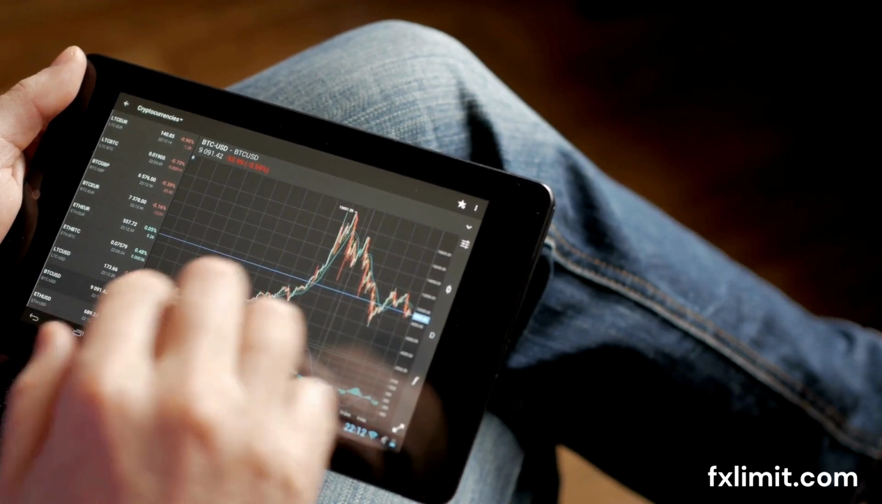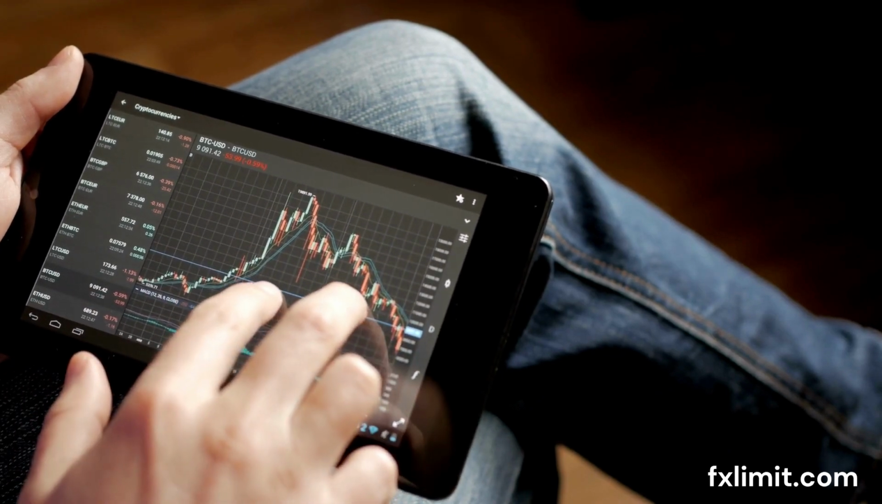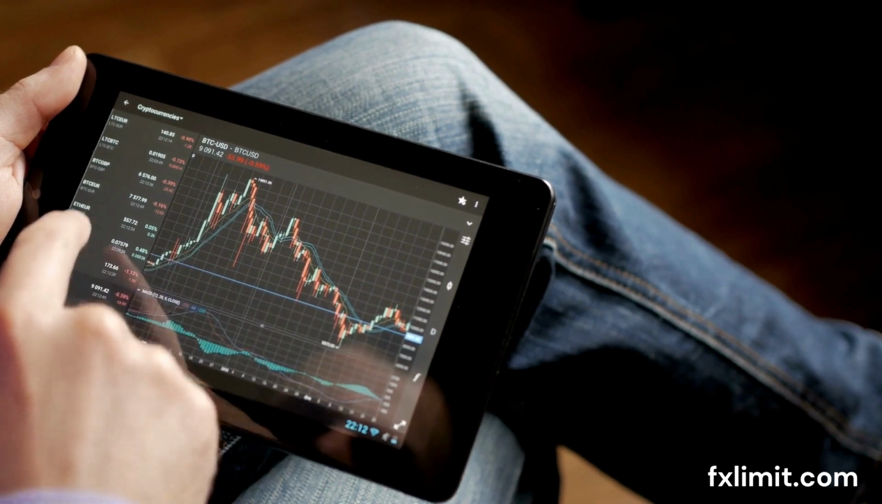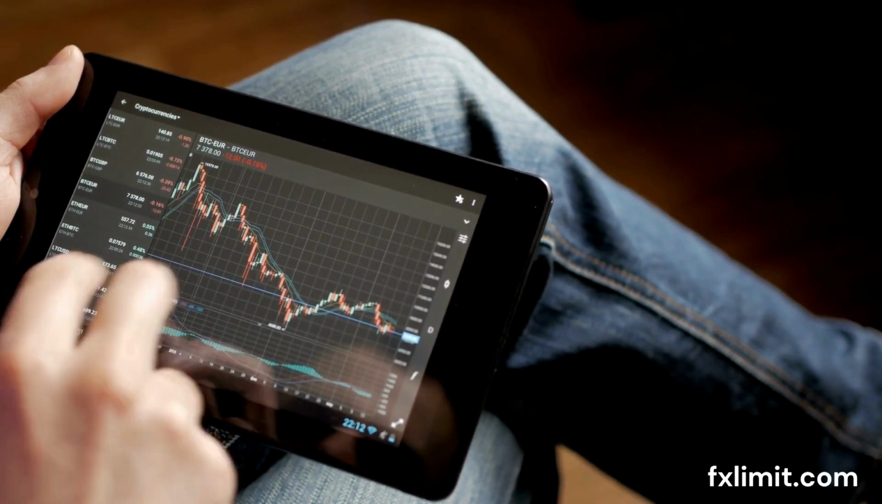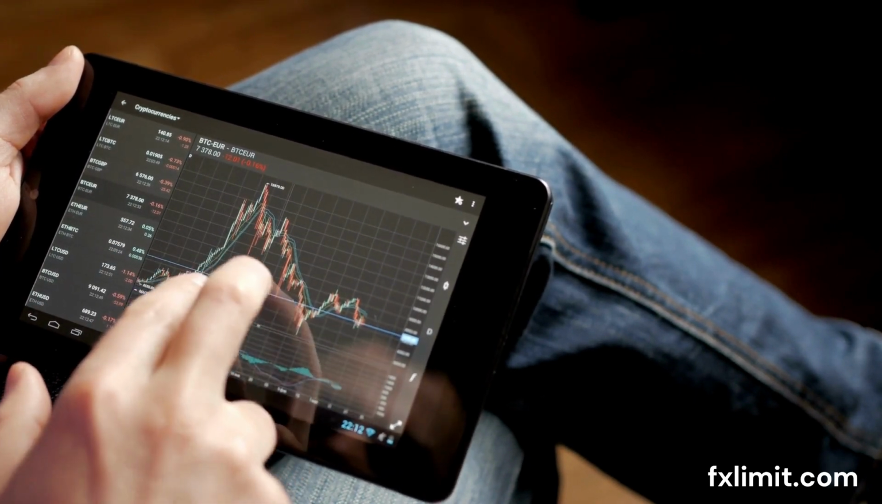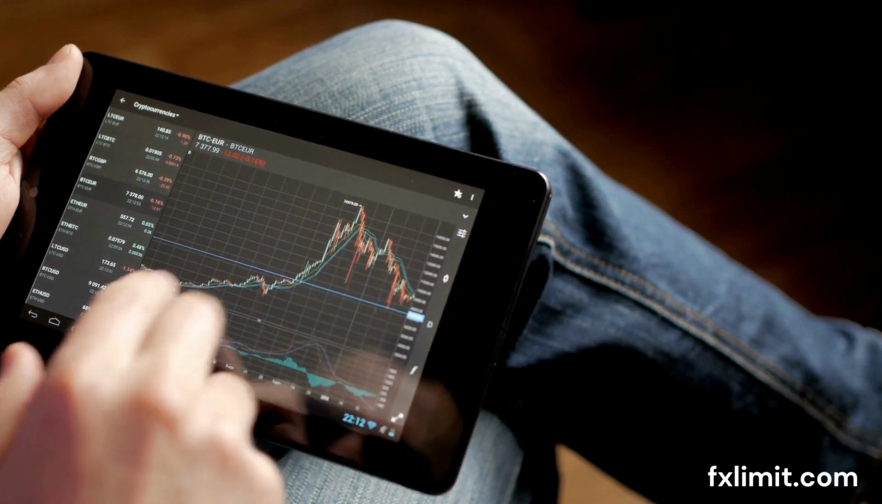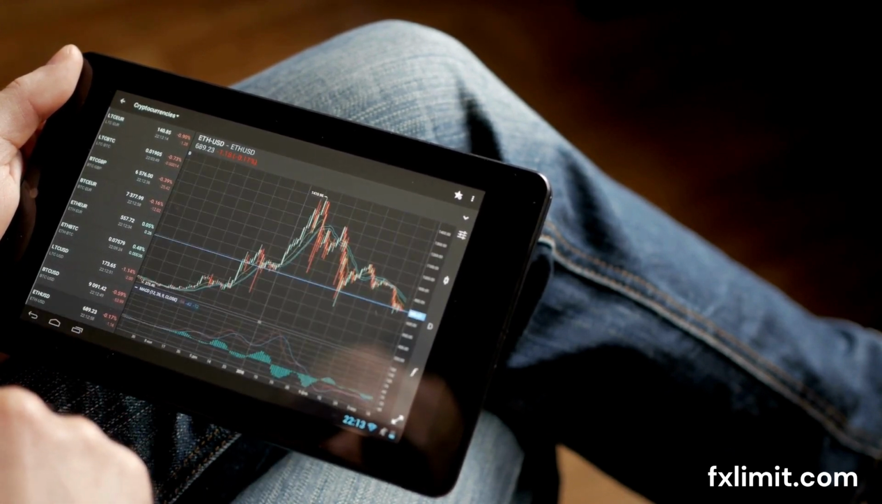Well, if you see the ADX rising above 25, it might be a good time to enter a trade in the direction of the prevailing trend. However, if the ADX is declining, it could be a signal that the trend is weakening, and you might want to think about exiting your position.